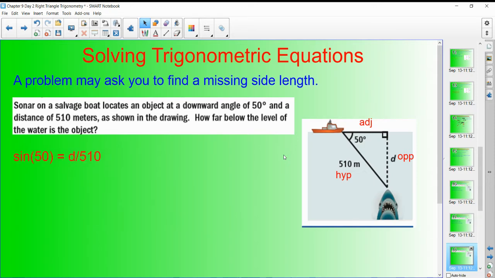So the sine of 50 degrees, because we know the angle, is opposite over hypotenuse, d over 510. We're going to solve for d. Don't be worried about sine of 50 degrees. Sine of 50 degrees is a decimal. So we multiply both sides by 510, and then we put this in the calculator. This is the exact answer, but it probably wants a decimal. So 510 times sine of 50. Make sure your calculator is in degree mode, and we get an answer of 390.68 meters.